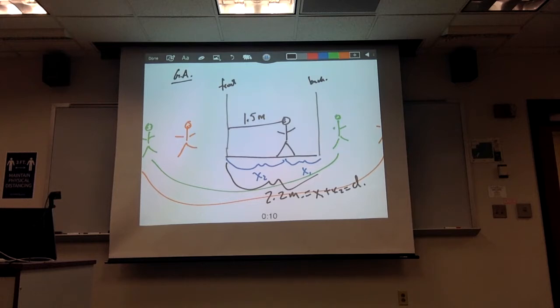So this won't take too long, so I'll give you a few minutes to work on this, maybe 10 minutes or so, and then we'll start talking about other types of mirrors and other types of image formations from them.